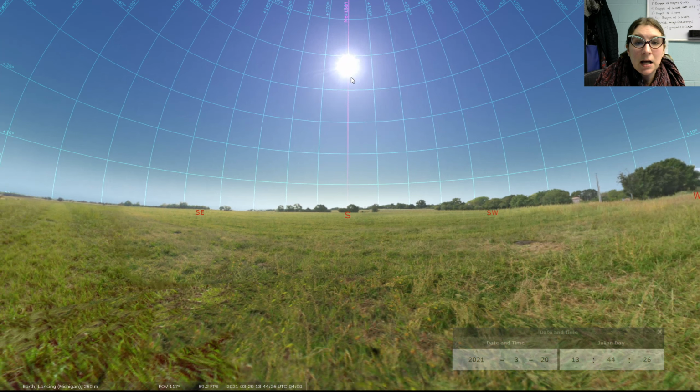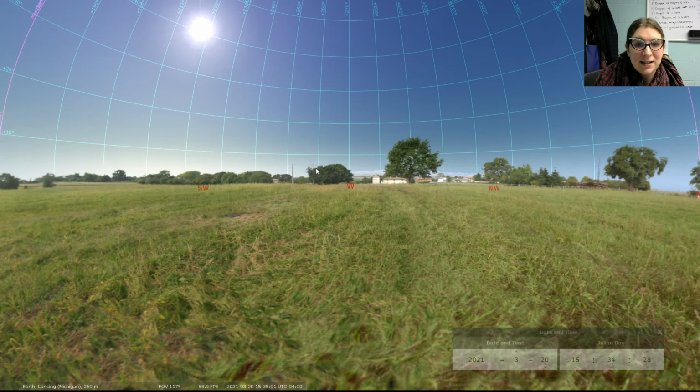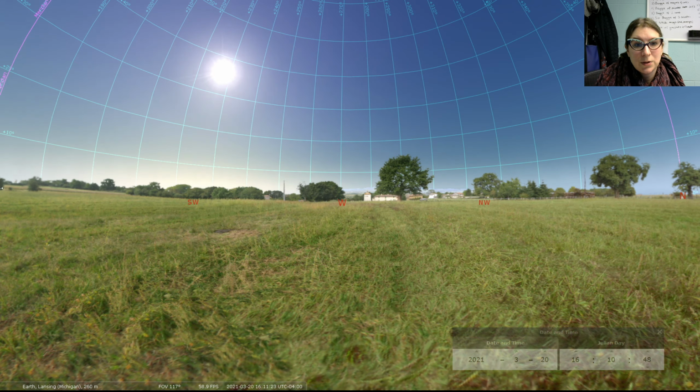So there is our sun. It's crossing our meridian on our spring equinox. And now let's speed time back up and see where it sets. What's your prediction? Where do you think it's going to set? I'm going to watch it as it goes down towards the west.